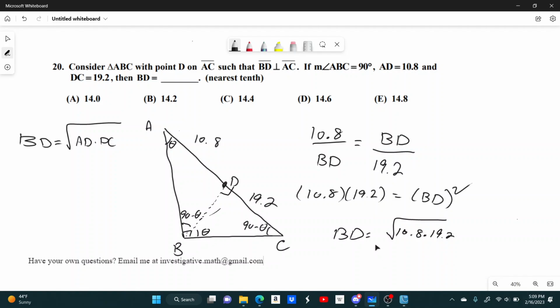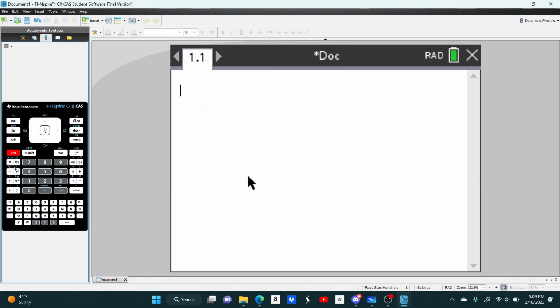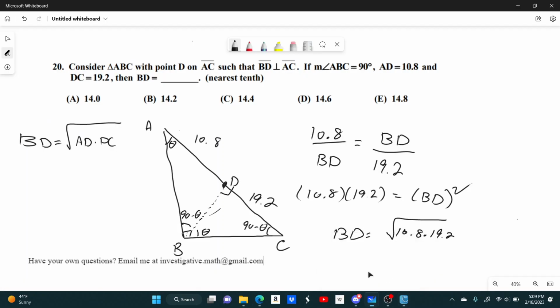So BD is the square root of 10.8 times 19.2. That gives us a length of 14.4. That's answer choice C.